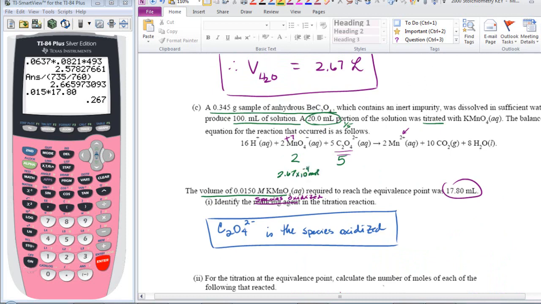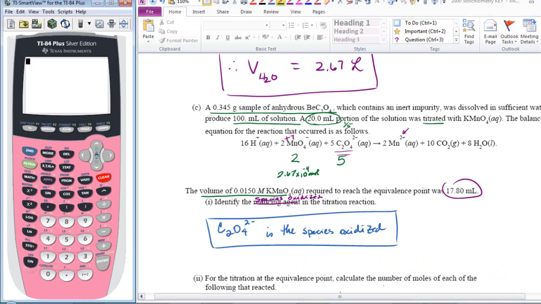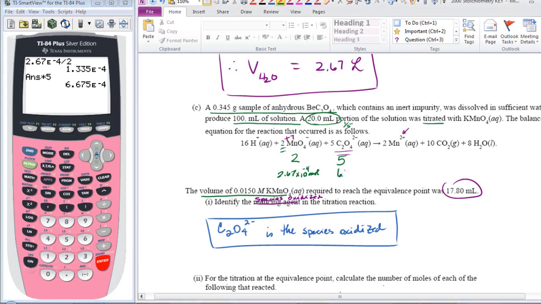And so I'm going to clear my calculator here. So 2.67 second EE minus 4 would be divided by 2, because that's the coefficient on it right there. That's why I bring my 2 down so I can see it nice and clearly. And then multiplied by 5. That's the multiple ratio going on here. So that would be 6.68, times 10 to the minus 4th mole.